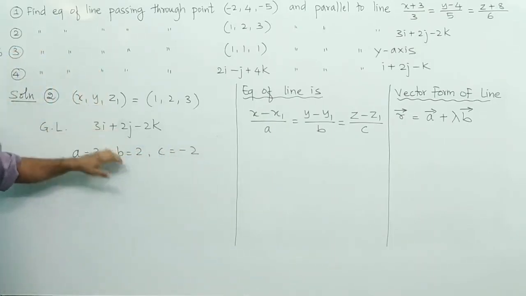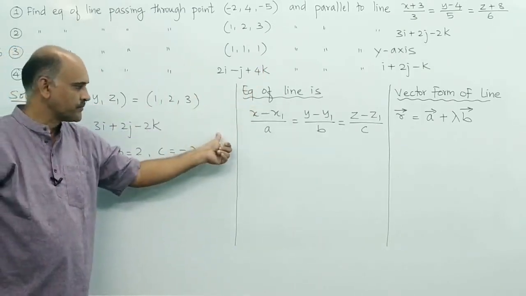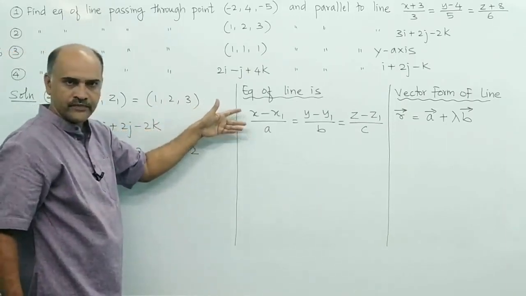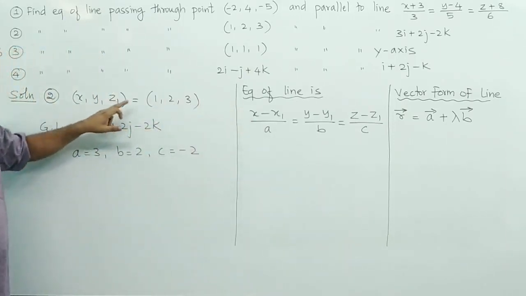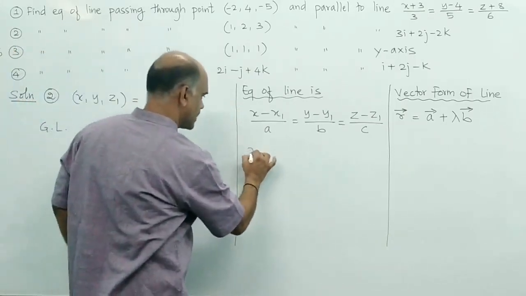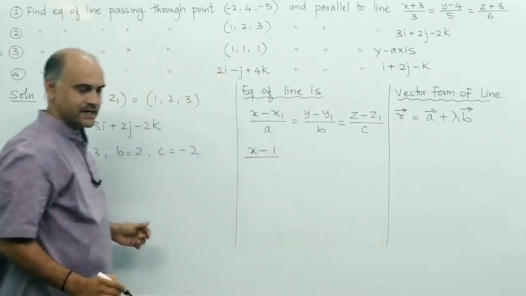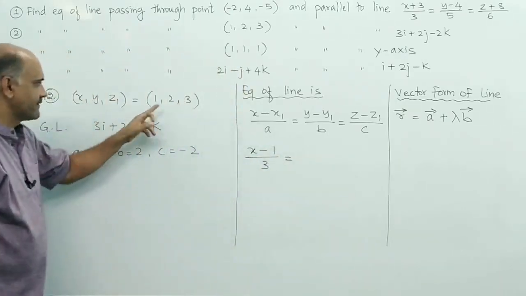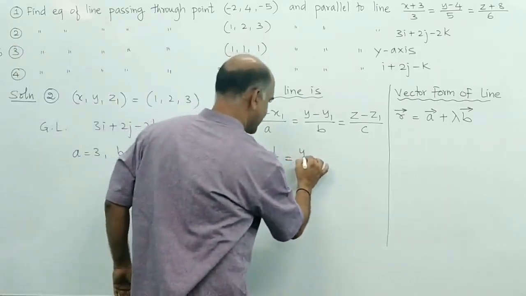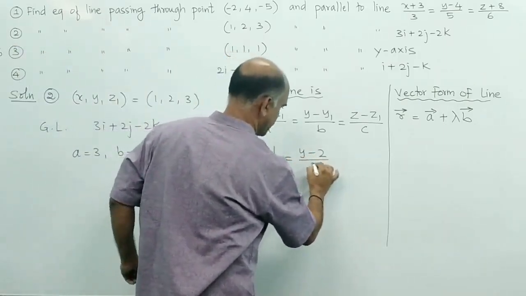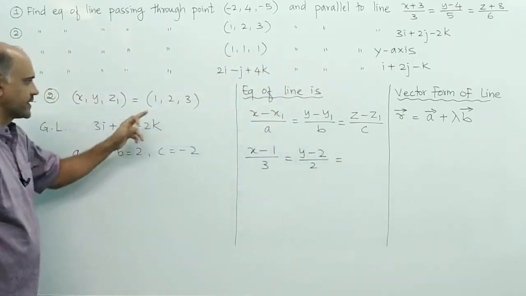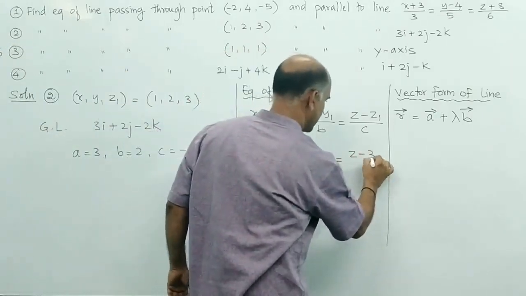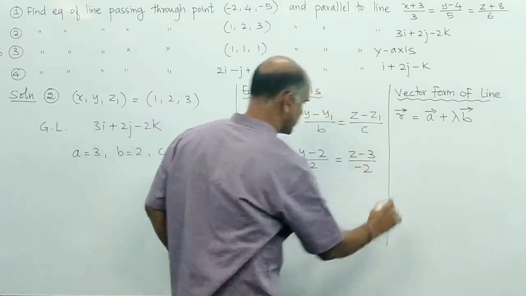Now again same, substitute these values in the formula. Therefore equation of required line. So again you write the formula and substitute the values. So x1, y1, z1. So you'll have x minus 1 divided by a is 3 is equal to y minus y1. y1 is 2. So y minus 2 divided by 2. Z minus z1. z1 is 3. So z minus 3 divided by c is minus 2. This is equation of line.